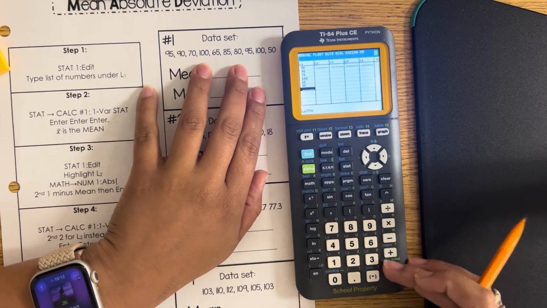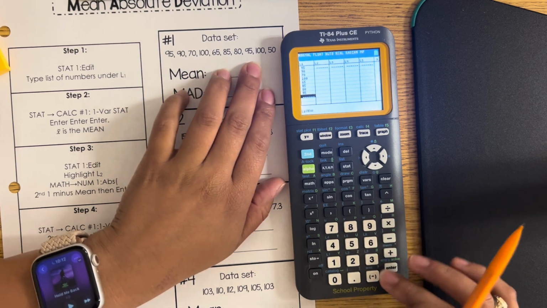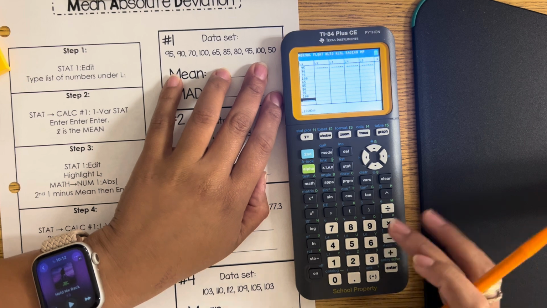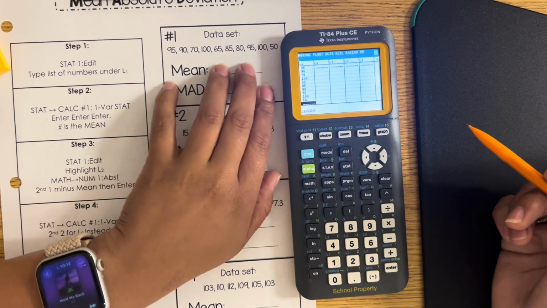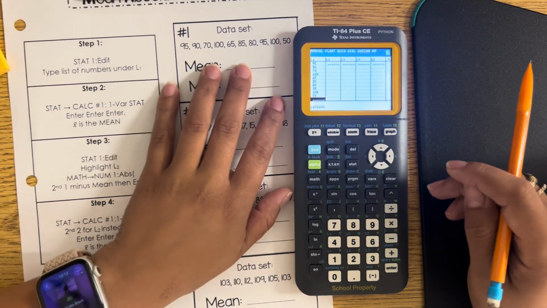Now, believe it or not, this is where a lot of kids mess up. If you don't type the numbers in correctly, then you're going to get the wrong answer, guaranteed. Order doesn't technically matter. They don't have to be in order from least to greatest. Just type it in as a list. From here, we're going to go to step 2.